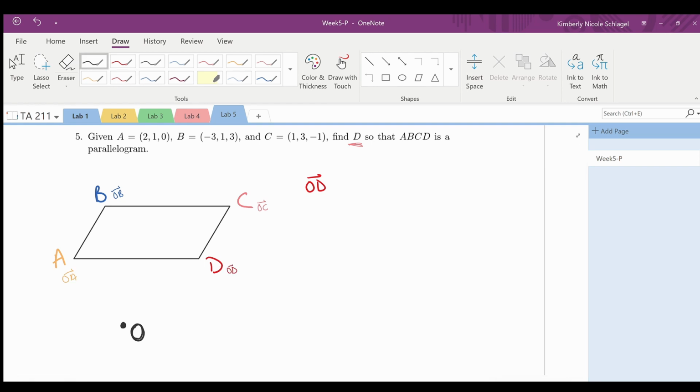So same technique as we used in the last problem. We're going to write what we know so far. So let's just write out what we know in vector form. So we have O to A, right? And we know that if we take AD, then to complete this, we're going to get OD, which is exactly what we want, right? So let's just write that out. So OD equals OA plus AD, right?